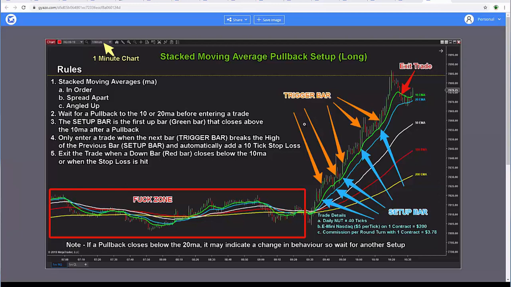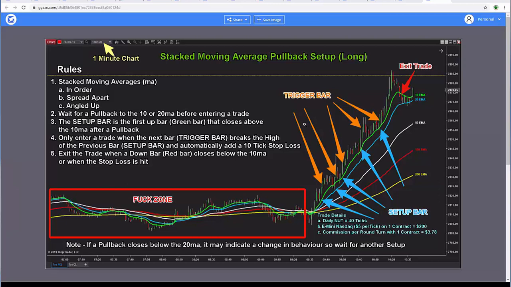So the first bar we're looking for is a setup bar. We're looking for a pullback to the 10 or the 20, and we're waiting for the first close above the 10. As you can see on the first arrow on the left, we got a wee bit of a pullback. It touches the 10, and what we're looking for is the break of the high of that bar, which is the trigger bar. So one tick above the setup bar, we're looking for entry.